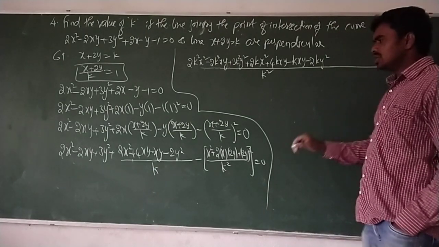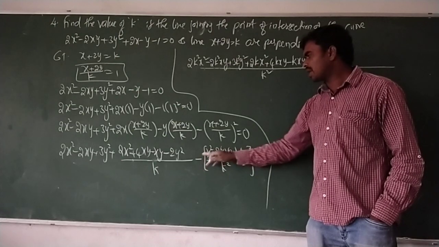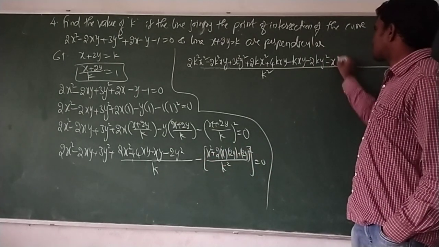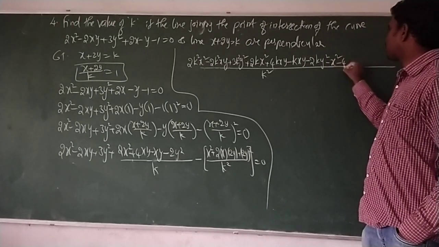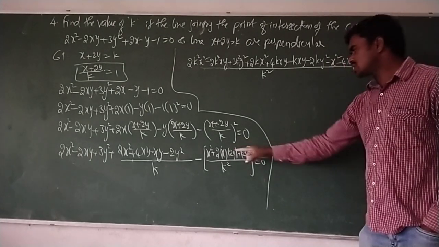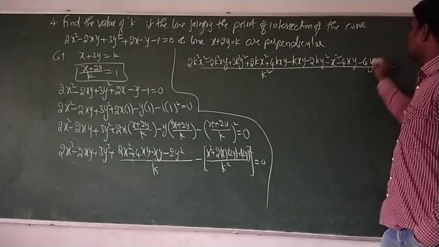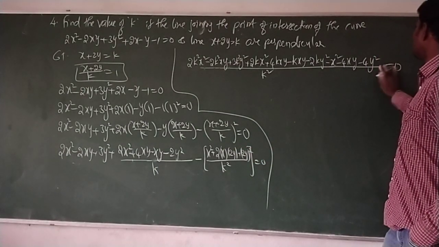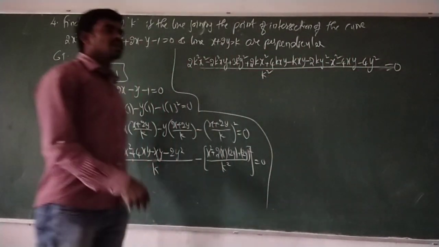And continue. See here, already k square is the same denominator, so we can write the same. But minus into x square, minus x square. Minus into 4xy, minus 4xy. Next minus into 2 square means 4y square, minus 4y square is equal to 0. See, k square into 0 becomes 0.